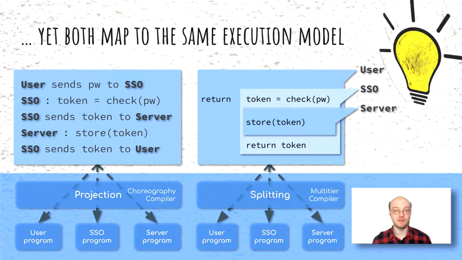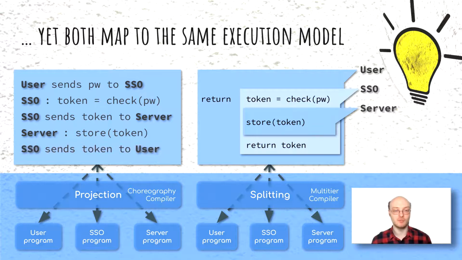In the paper, we substantiate this claim by giving a definition of minimal untyped variants of Choral and Loki and a translation algorithm between those. For this talk, let us only allude to the translation rules by contrasting how communication is represented in both models. On the left, in the first line, the user role sends the password to the SSO role, and in the last line, the SSO role sends the token to the user role.